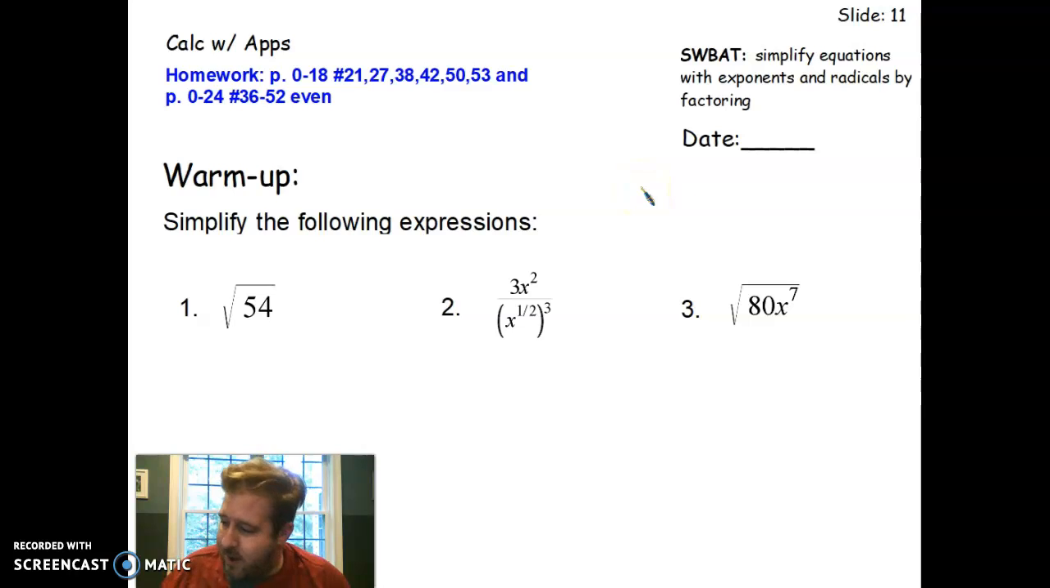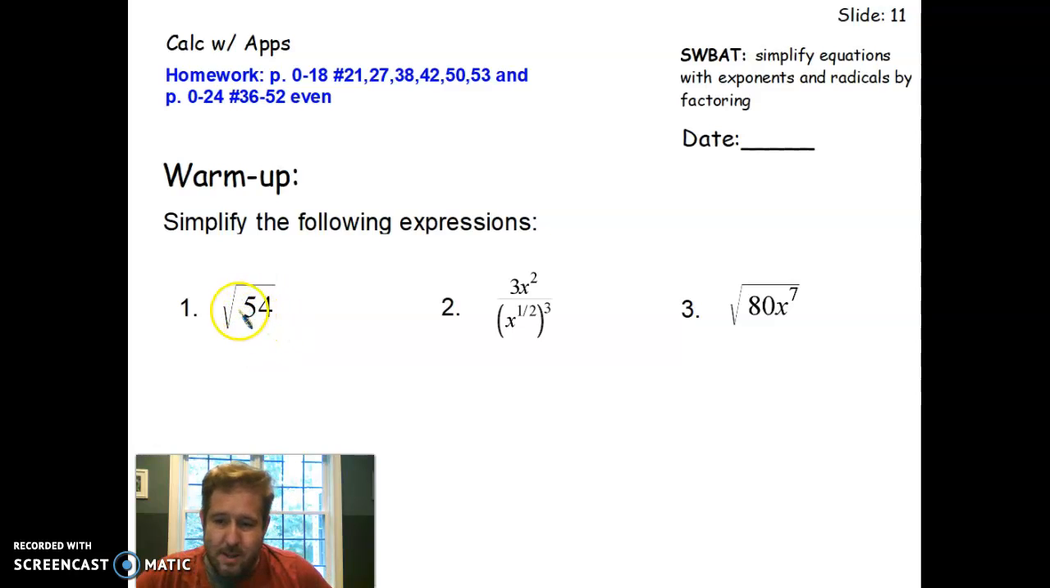This is Unit 0, and it's day 2, which happens to be simplifying equations with exponents and radicals by factoring. So we're factoring and solving even quadratics in different ways. So simplify the following expressions.